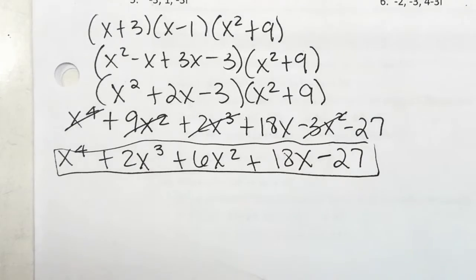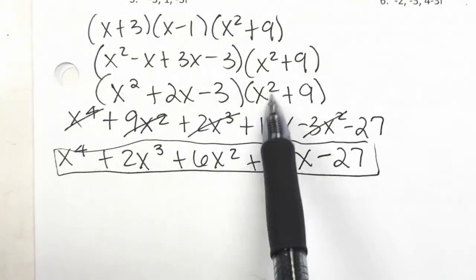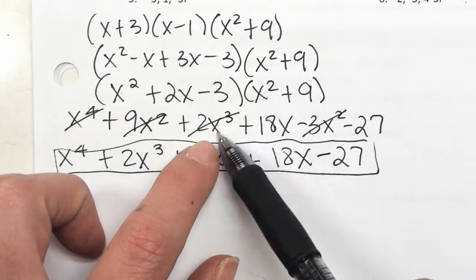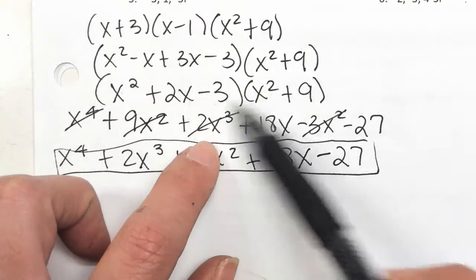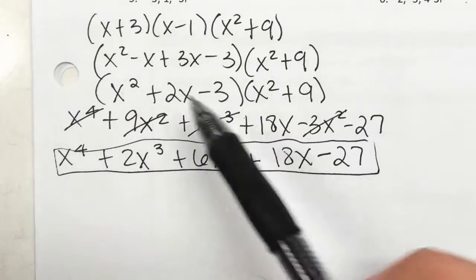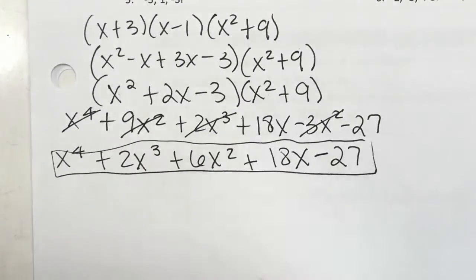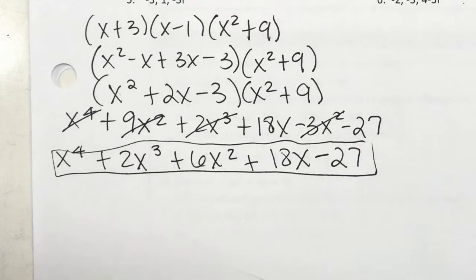Oops. Where'd you get 2x cubed? We already distributed the x squared to both terms right here. So this one came from 2x times x squared. That was on the cube. Yeah, you keep the 2 and then you add the exponents. 2x cubed. Gotcha. You might have added them.